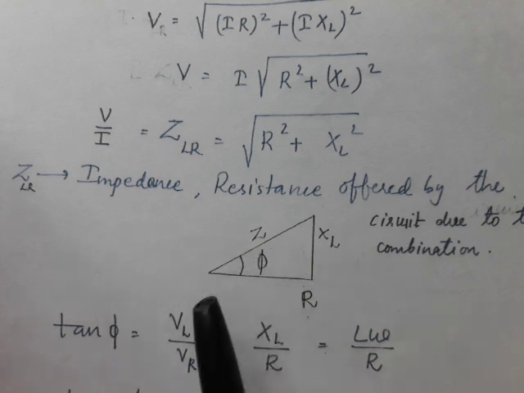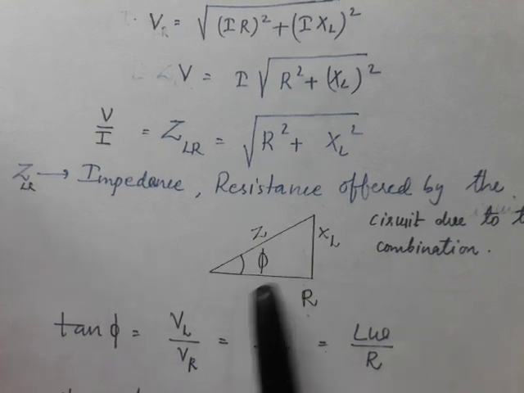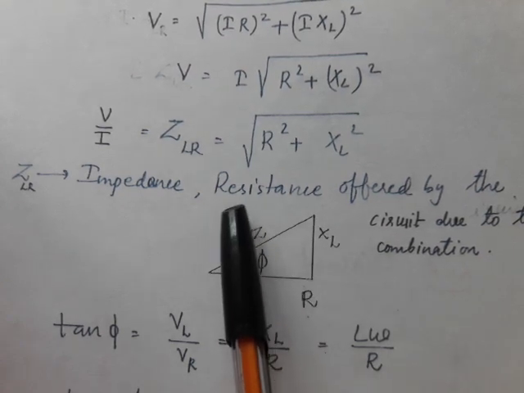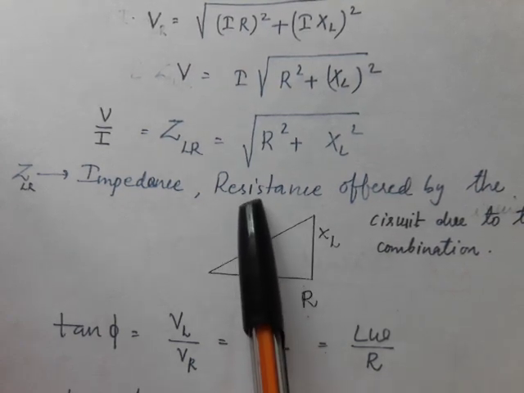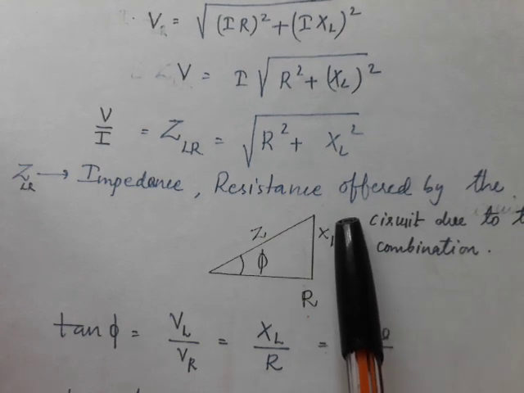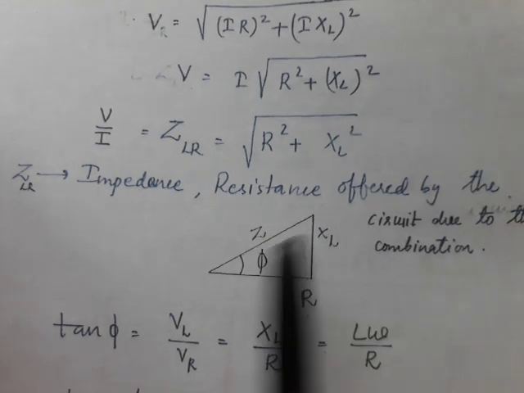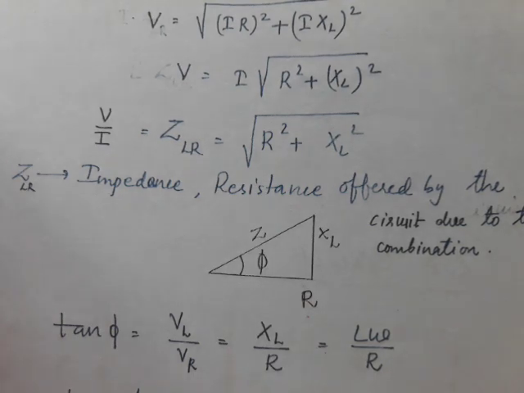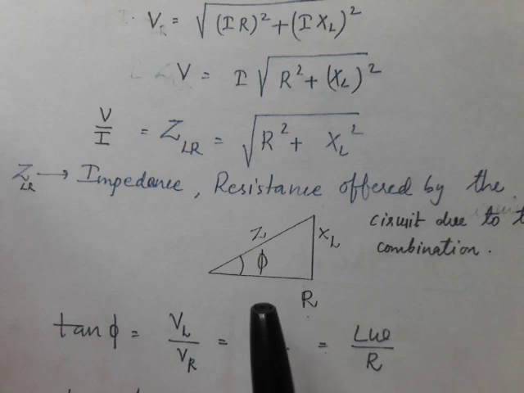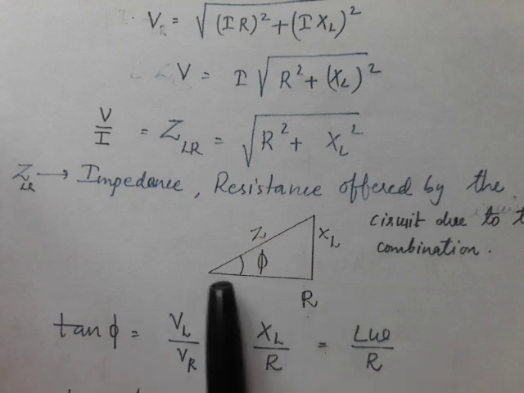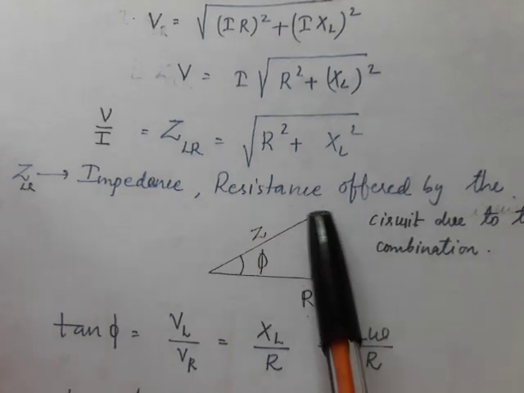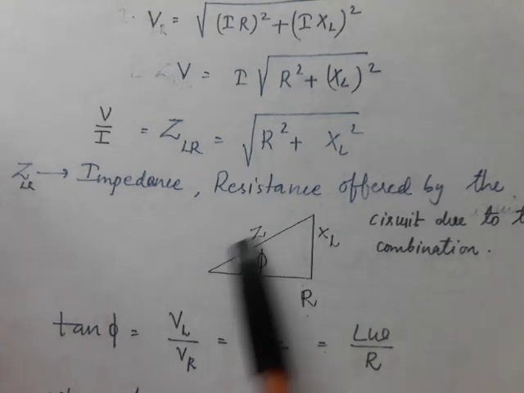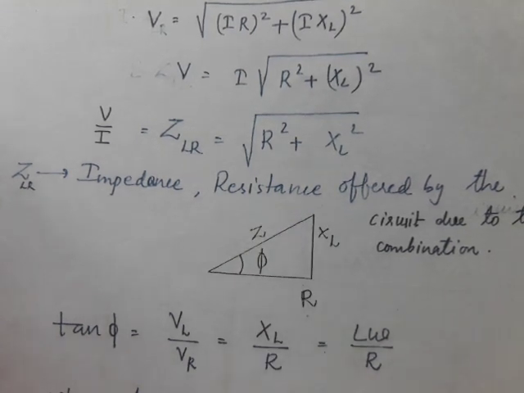Now we have the previous figure in which VR was here, VL is here, and V is here. VR is the voltage across the resistor, VL is the voltage across the inductor, and V is the resultant voltage. The same diagram we can draw in terms of resistance and reactance also. Here the resistance value, here the inductive reactance, and here the impedance, the total resistance.